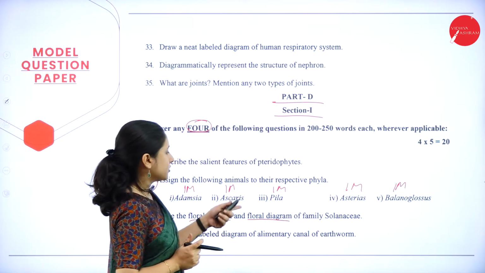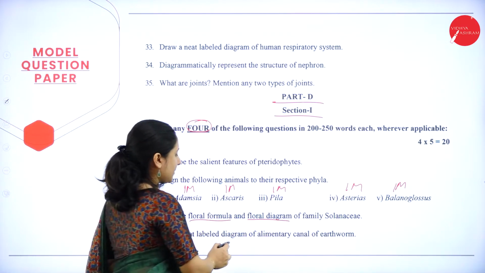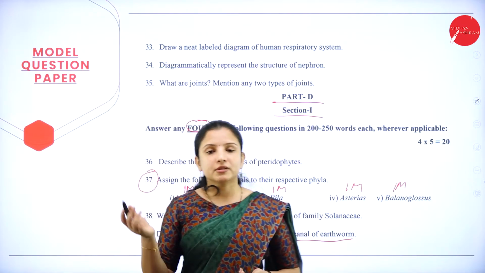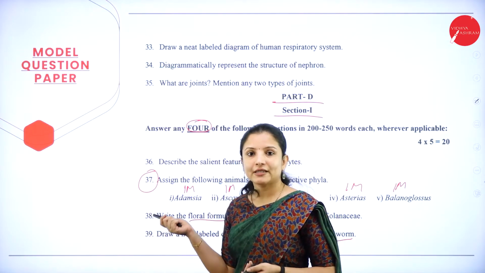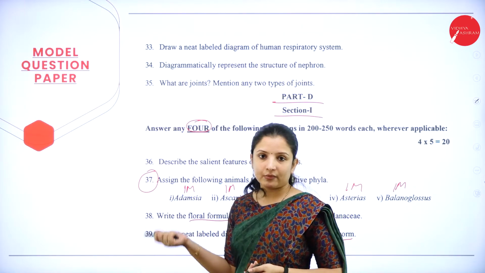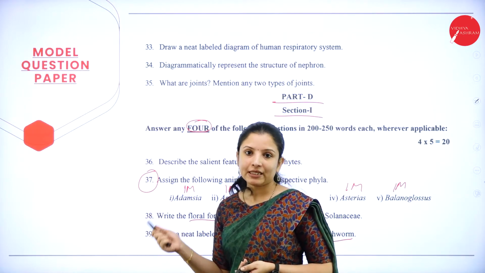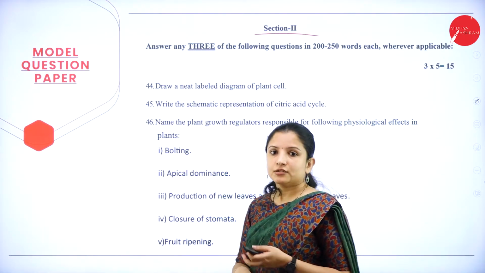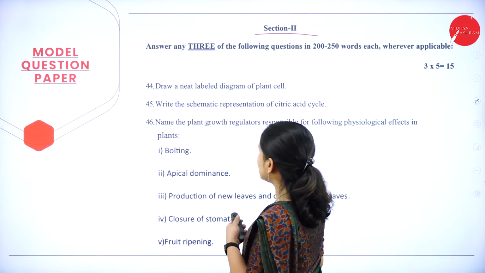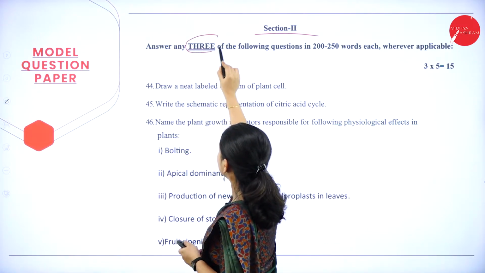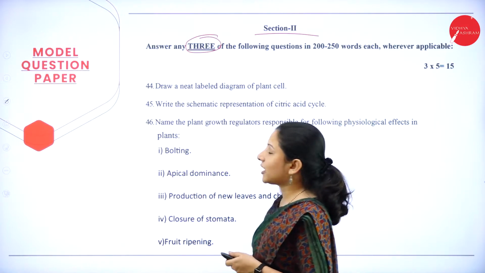So next, also they have asked the diagram of the alimentary canal of earthworm. So all these diagrams will be given here. So these diagrams, you need to draw the diagram very neatly according to the NCERT textbook, and you need to label at least 7 to 8 labeling. Let it be there. Section 2 of part D. So part D, section 2, again here 6 questions will be given, out of which you need to answer any 3. Here also they can ask the diagram.